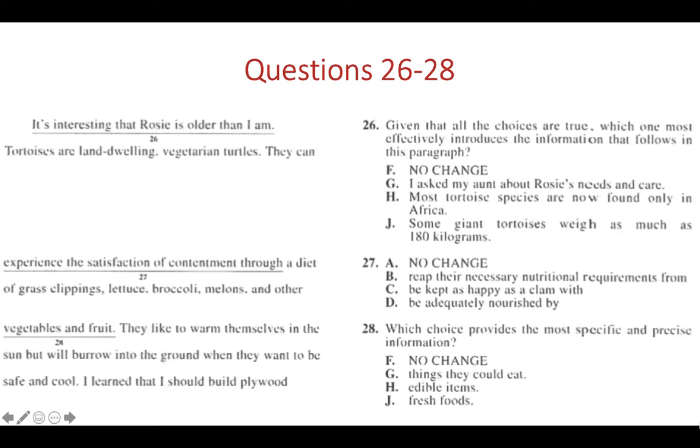All right, 26. Given that all the choices are true, which one most effectively introduces the information that follows in this paragraph? So I'm actually going to save 26 for last, okay?